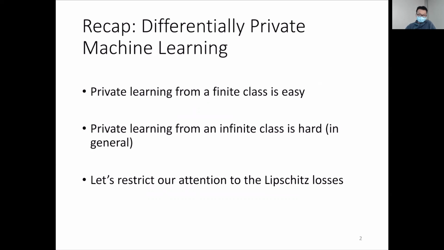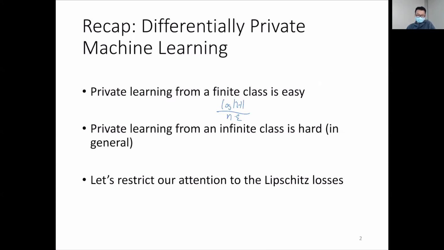And we've seen that in private learning we can minimize the excess empirical risk with order proportional to log |H| over n epsilon, where epsilon is the privacy parameter, n is the number of data points, and H is the hypothesis class. And this is typically faster than learning in a non-private setting. So we have a pretty satisfactory result over there.